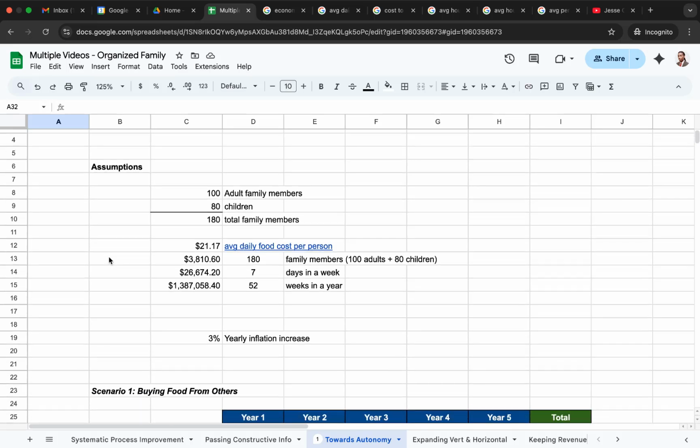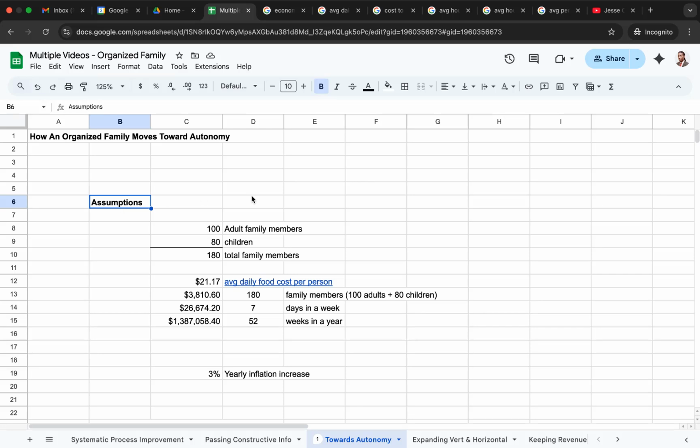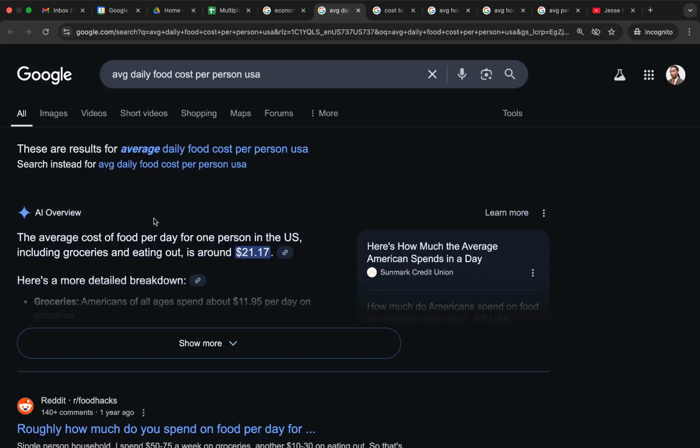Okay, so first let's get into some of the assumptions here. So I'm assuming that we're talking about a family that has 100 adult family members. This family has 80 children, and the total number of family members is 180, which is the 100 adults plus the 80 children. Now another assumption that we make is that the average daily food cost per person is $21.17. And I'm not just pulling that out of the air. I went online and did a Google search, and this is basically what they said. So $21.17 per day per person.